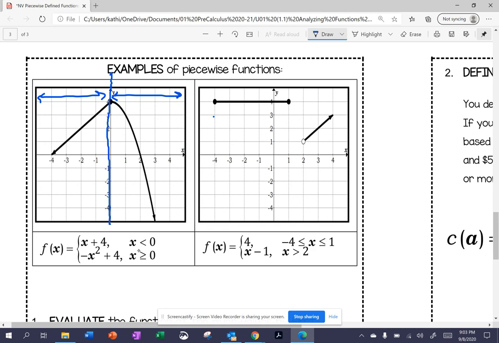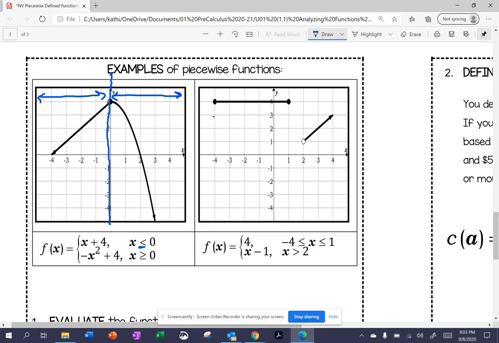So when I'm naming these intervals, I'm naming the x values in set builder notation. So the interval to the left is where x is less than 0. I guess it could be less than or equal to. And to the right, x is greater than or equal to 0. The equation is linear to the left and it's quadratic that opens down to the right. So these two pieces are connected.